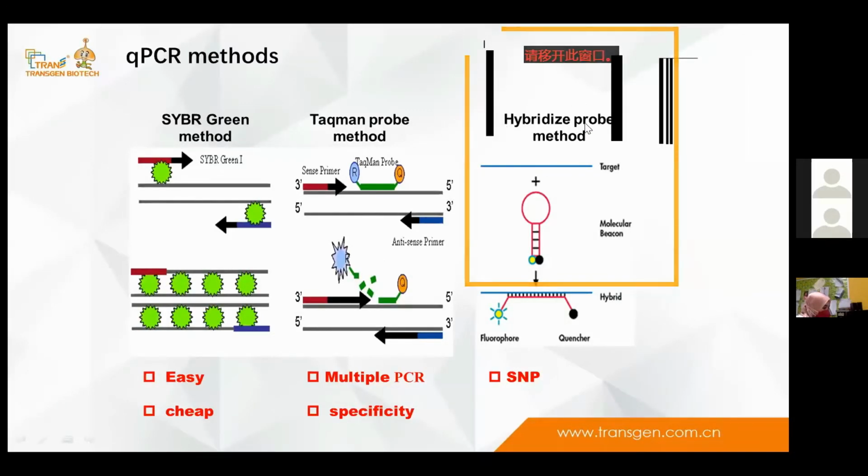The third one is the hybridized probe method, which we call the molecular beacon. The molecular beacon is very long. In this case, the fluorescent dye and the quencher bind together, so no signal is released. But when the target sequence exists, this probe will hybridize with the target gene and release the fluorescent signal, which will be detected by the machine. Since the probe is very long, it detects very specifically, so it can be used for SNP systems.